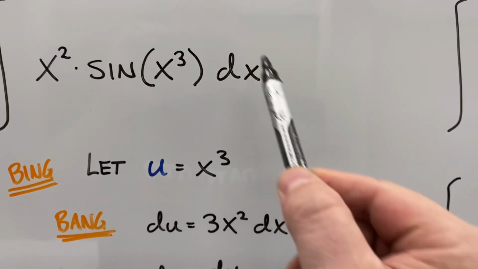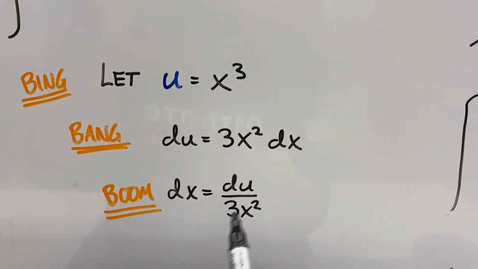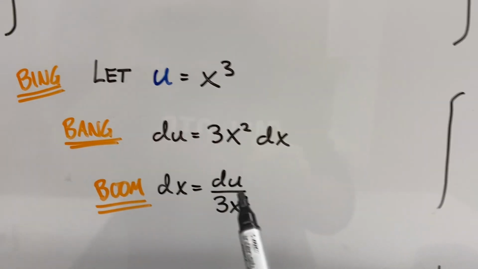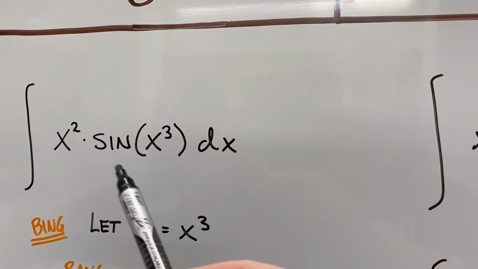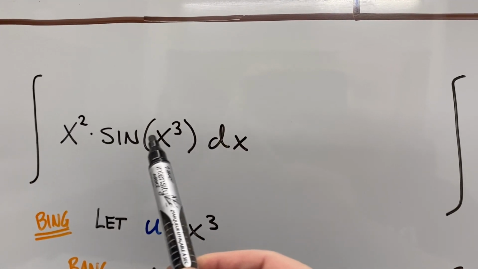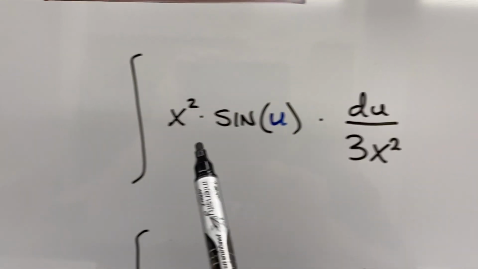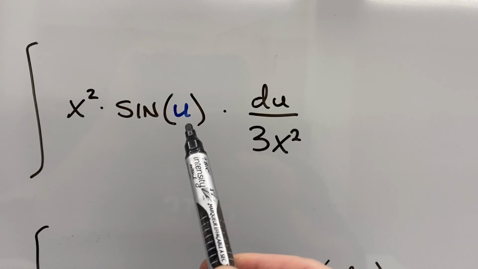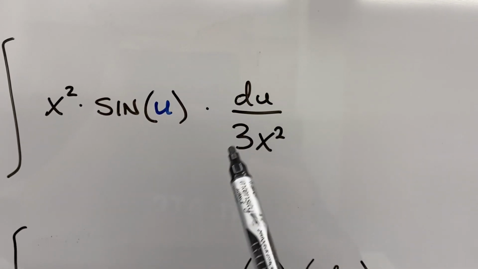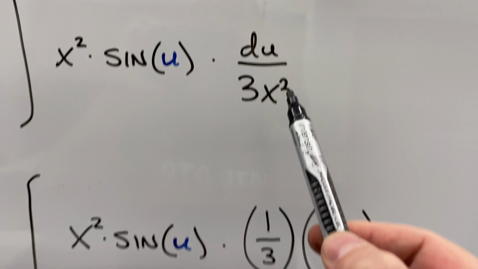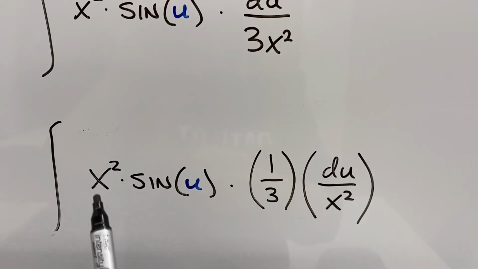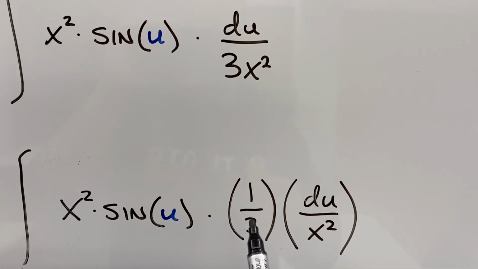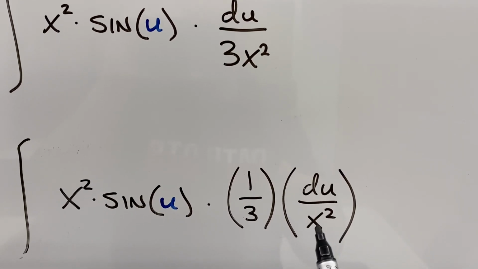So in our original equation, we had this dx, and now we have a new expression for dx that's in terms of u. So let's rewrite our integral. We went from the integral of x squared times sine of x cubed dx to x squared times sine of u, because we said x cubed is equal to u, and our dx turned into du over 3x squared. Let's make this a little easier on ourselves. x squared times sine of u is equal to 1/3 times du over x squared.